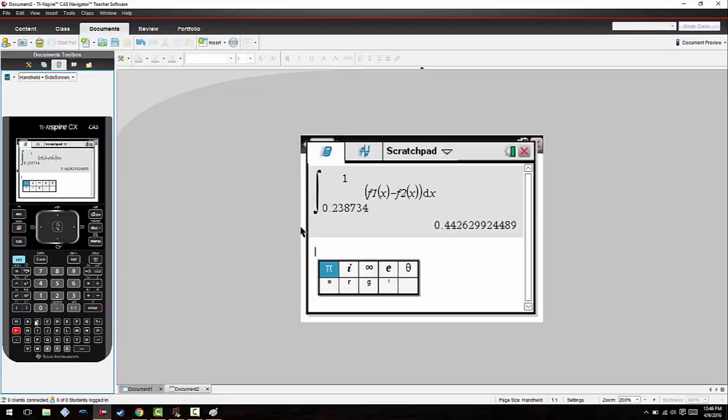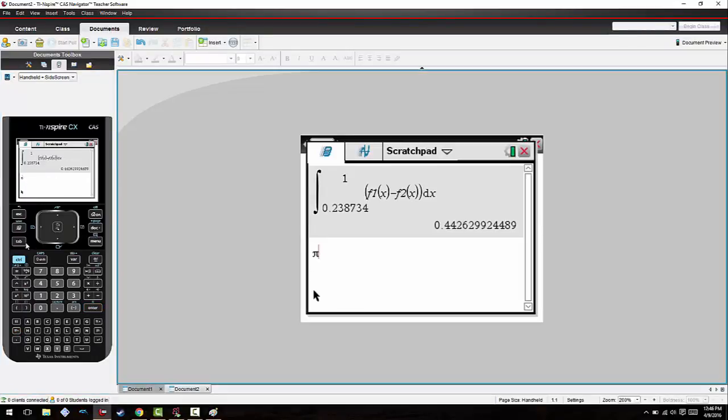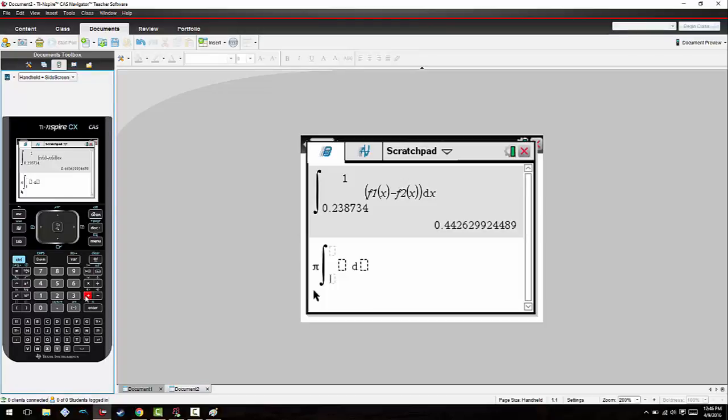So I'm going to go to pi, shift plus, I'm going to go from 0.238734 to 1, and now I'm going to go 1 minus f2 this time, and I'm going to go ahead and square that, minus 1 minus f1 of x, and I'm going to go ahead and square that. Oops, that's not what I want. I do not want that.